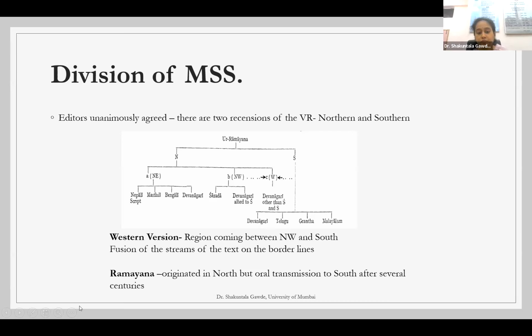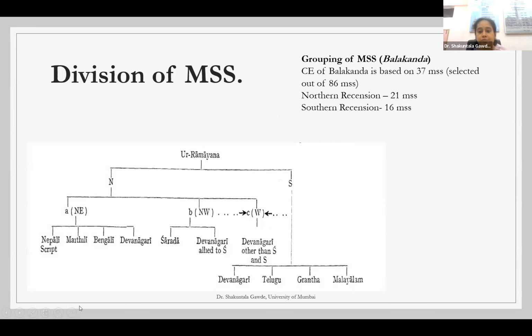Accordingly, they were divided. Now see, though the Ramayana story revolves mostly around places from the north, it traveled towards the south after several centuries. It was traveling, and therefore we can see that there were definitely some variants taking place in the text. We can find certain variants.